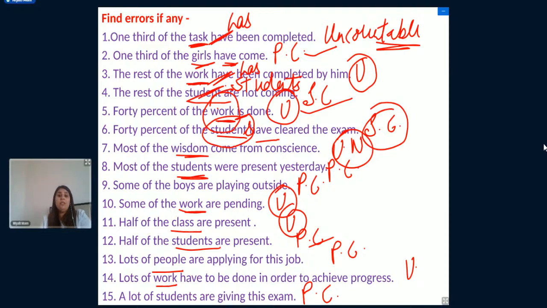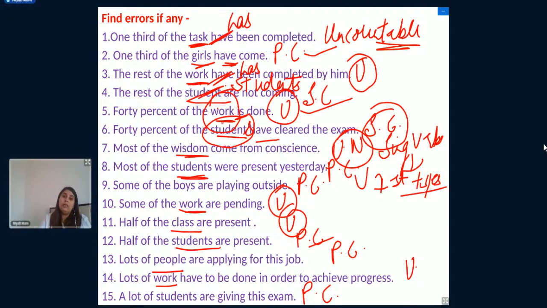Okay. Now wisdom is uncountable noun, and in this case, your singular verb is going to be first form of verb plus s or es. So most of the wisdom comes. S, you need to put it after. Most of the students were present yesterday. Students, plural countable noun, were plural verb, correct. Some of the boys are playing outside. Boys, plural countable noun, are plural verb, correct. Some of the work are pending.